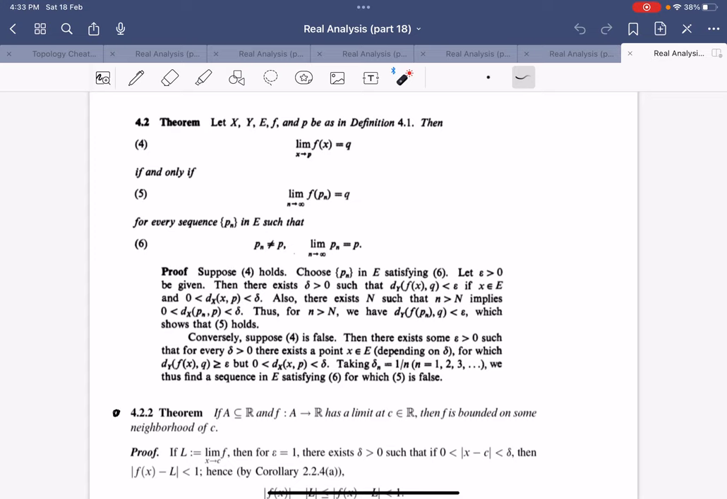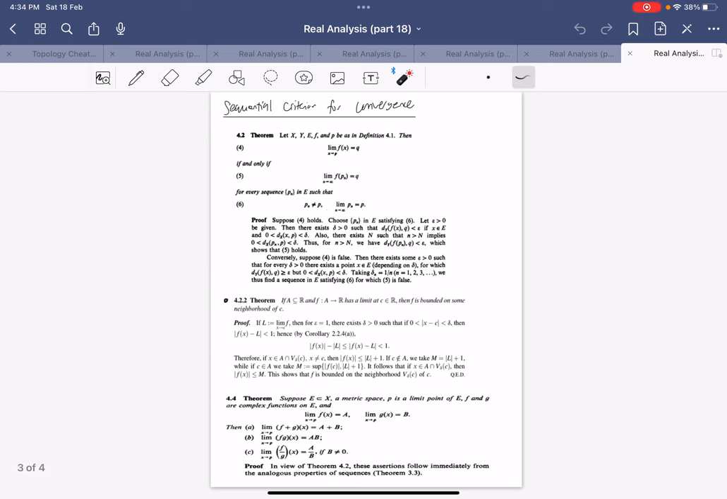Now if you assume it's false, meaning f(x) doesn't approach q, then you can always find an epsilon such that for every delta there will exist a point within delta distance away from p, but f(x) is epsilon distance away from q. Then you just take delta to be 1 over n for this epsilon, and you see that for every sequence that converges to p, f(x) is always a distance away from q, so f(x) can't approach q. And so we have proven the sequential criterion for convergence.